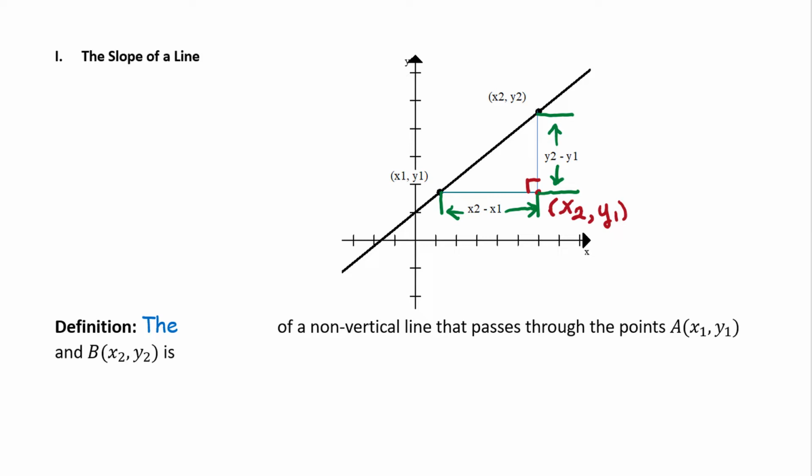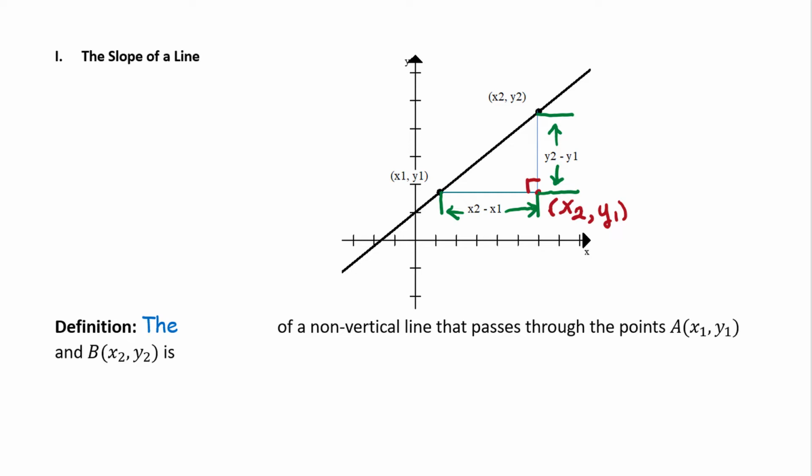A perpendicular segment is dropped from the point x2, y2 and a horizontal line segment is drawn to the right from the x1, y1 point so that they meet at a right angle. The point of intersection is the ordered pair x2, y1. The slope is a ratio of two numbers that are used to describe the rate of change.